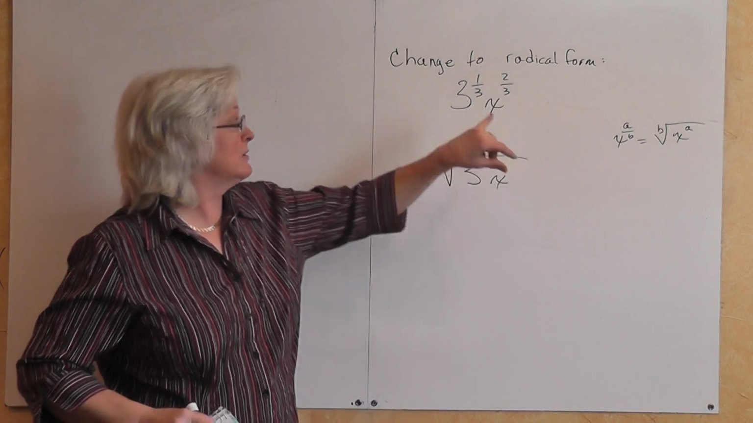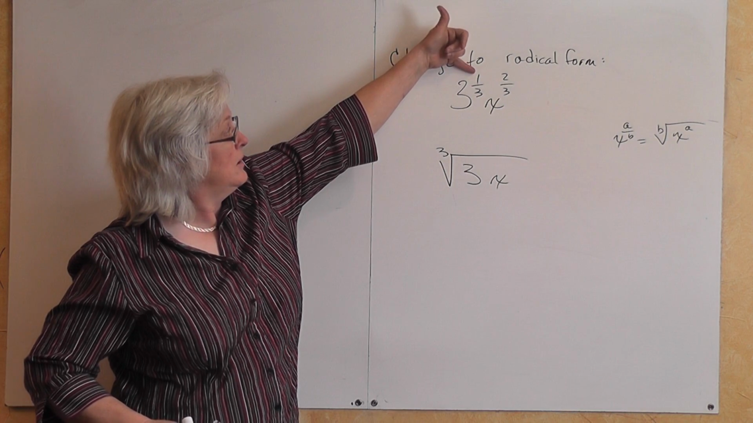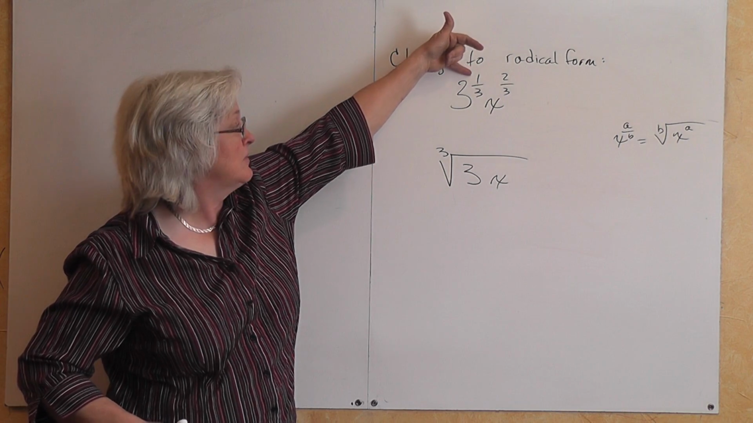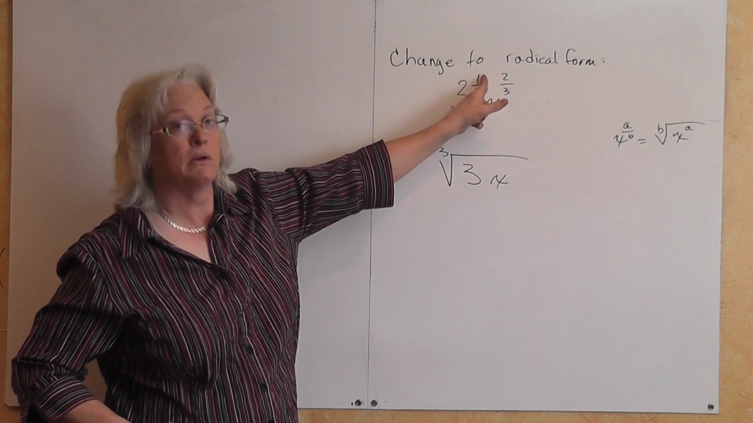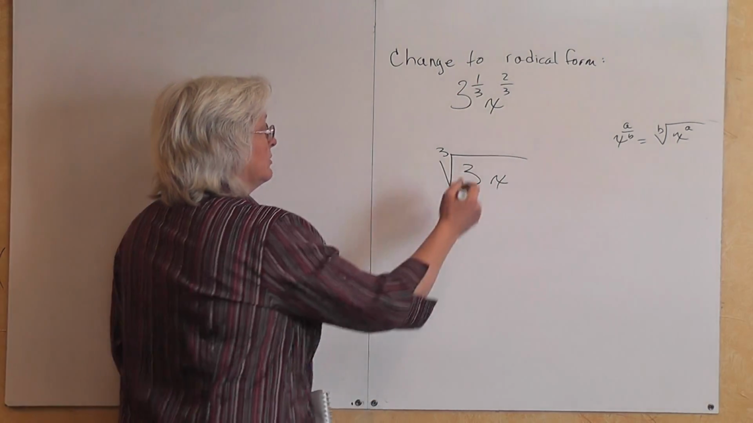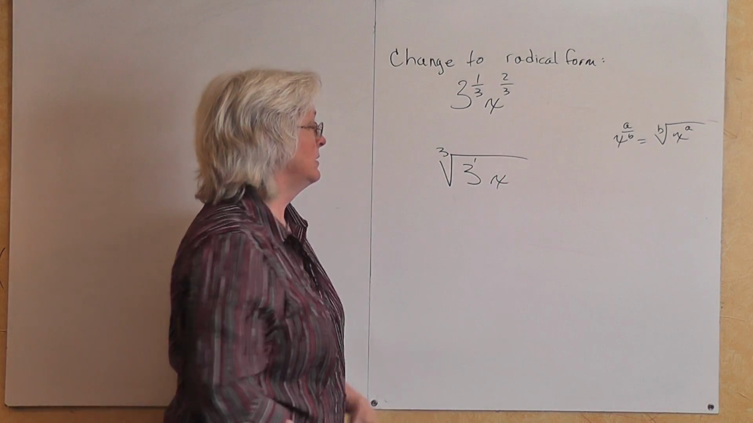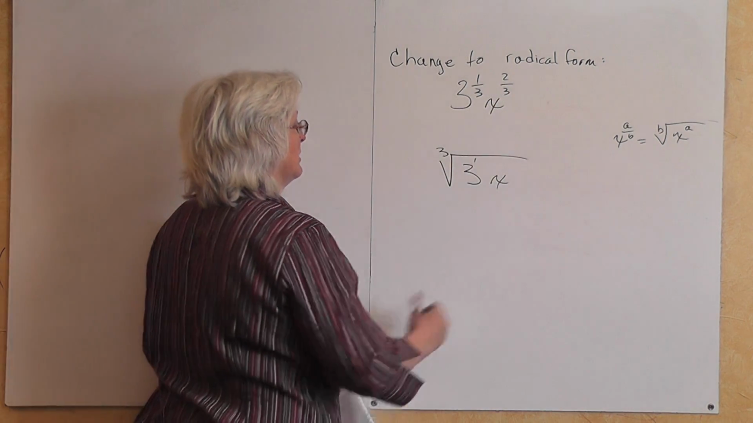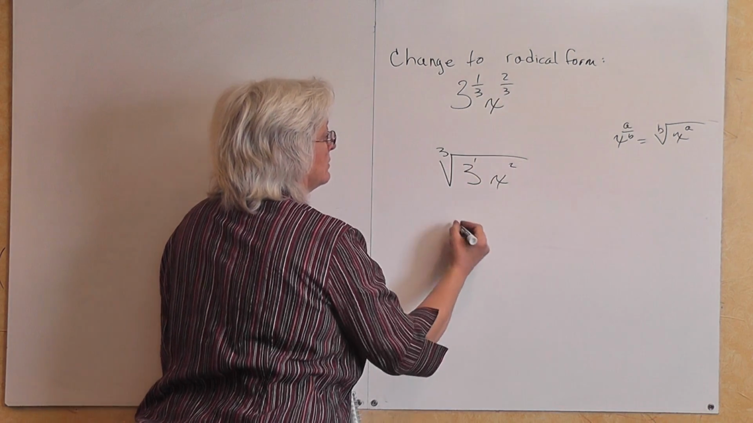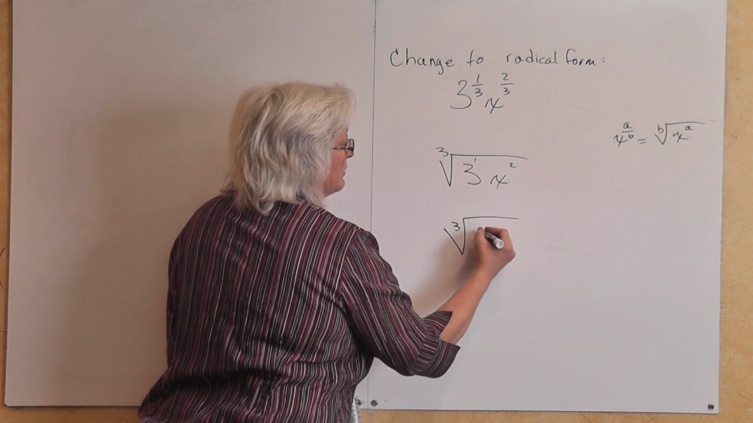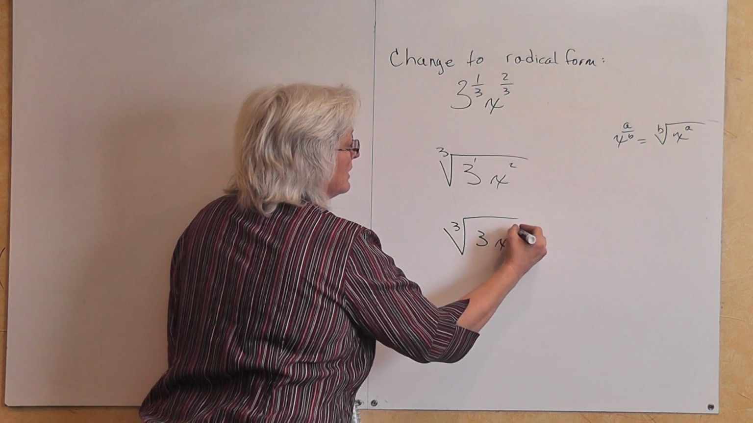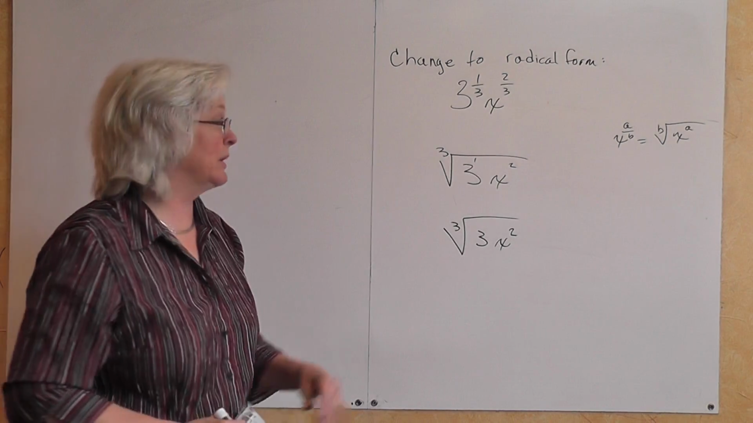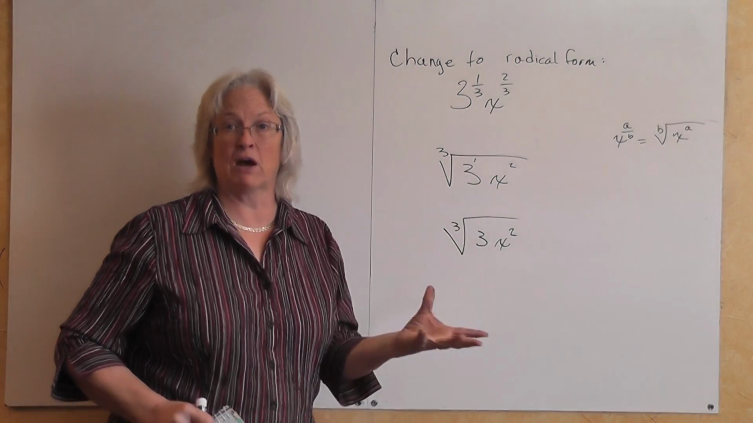What's the numerator of the fractional exponent of the 3? It's a 1. So we have the cube root of 3 to the first. What's the numerator of the x? It's a 2. x squared, which is equal to the cube root of 3x squared. Because 3 to the first we simply write as 3.